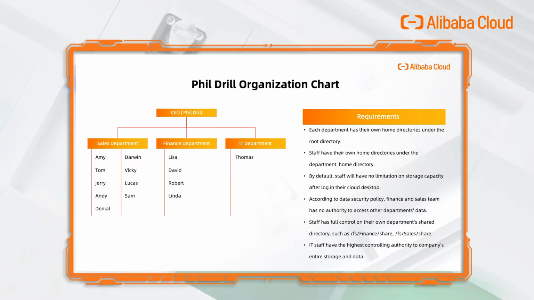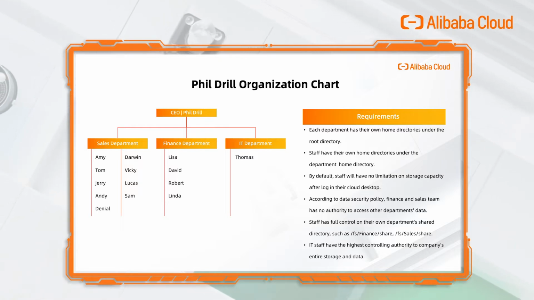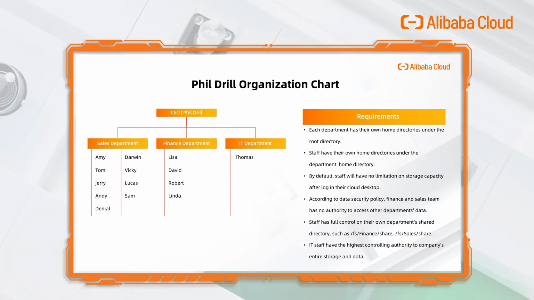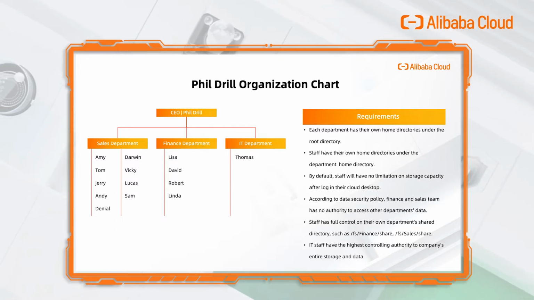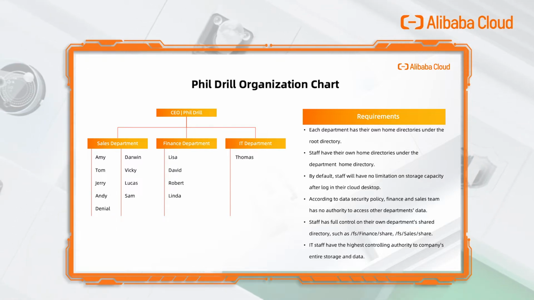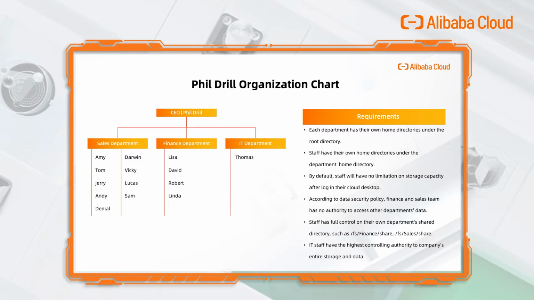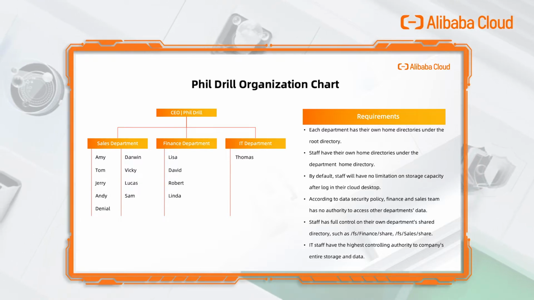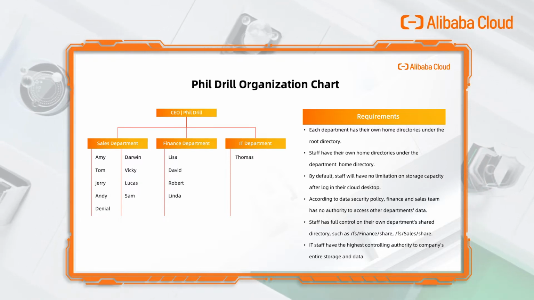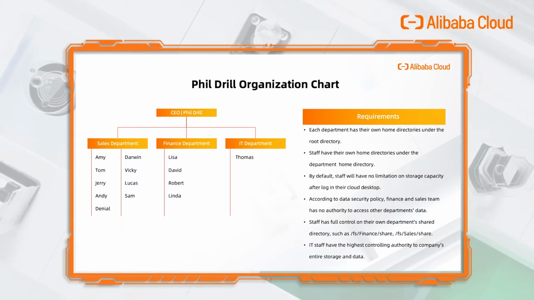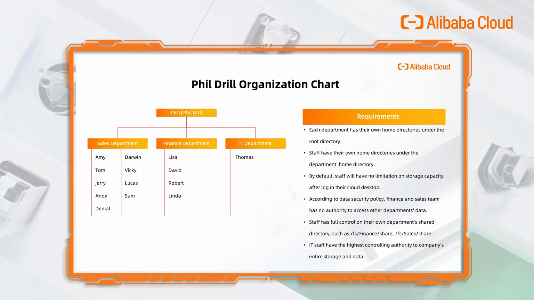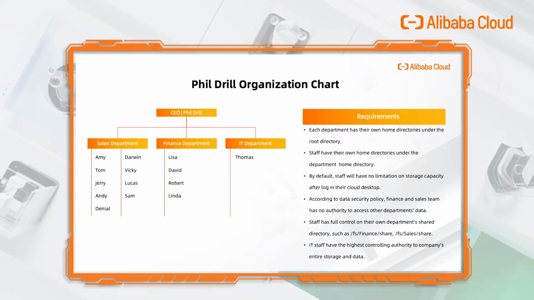Suppose we have a company with a few departments. Each department has a few employees inside the department. For each employee, they use some kind of clients like Windows client, Mac client, or Android client to access the enterprise system, and they store data in our Alibaba NAS file system.